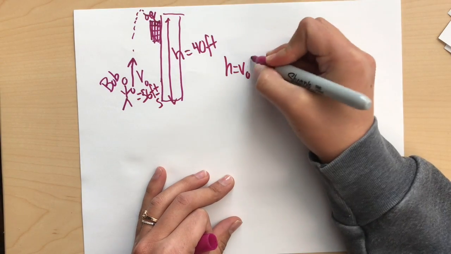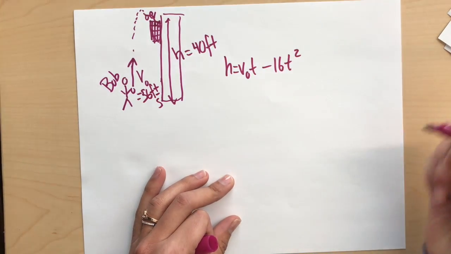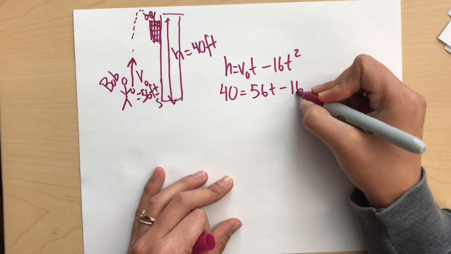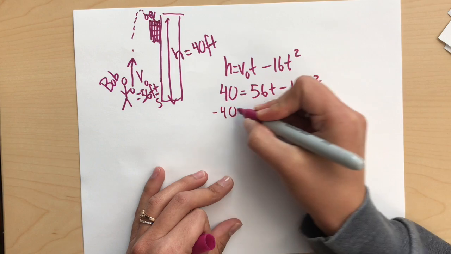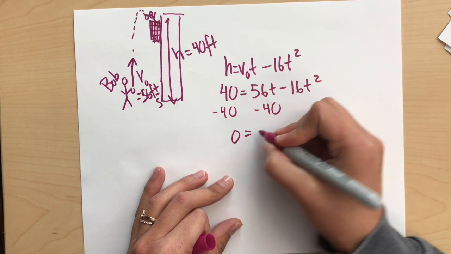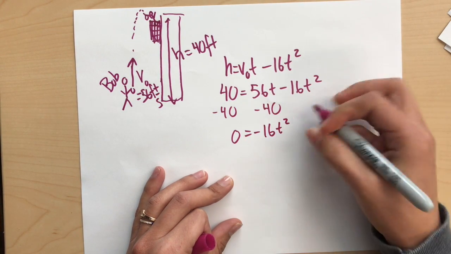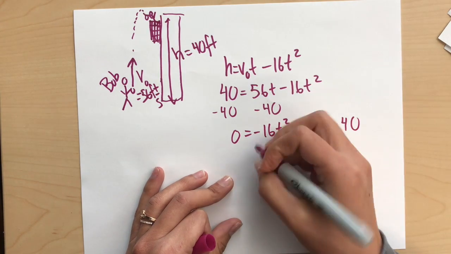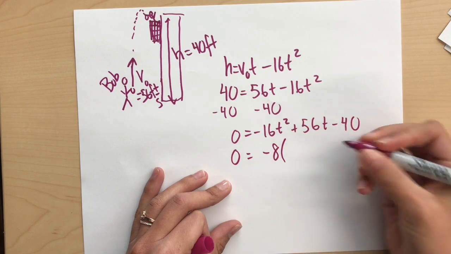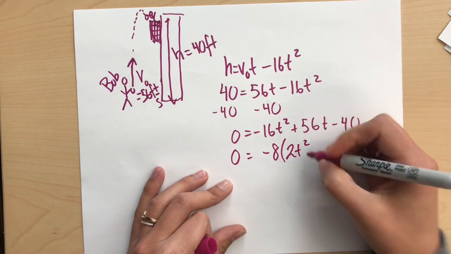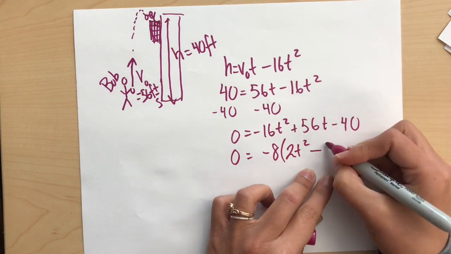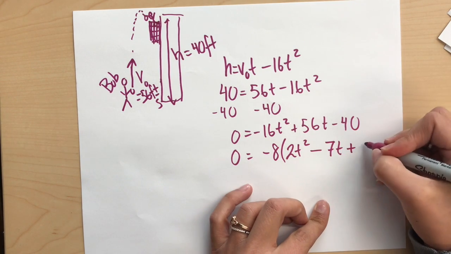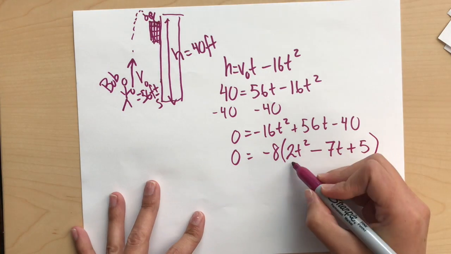So I'm using that second equation that I was given. These are also in your book: height is equal to v naught times t minus 16t squared. I'm going to plug in my height, I'm going to plug in my initial velocity, and then I'm going to make one side of the equation equal to 0. I'm rearranging it so I have the t squared term first, then the t, and then the constant. And then I'm going to factor out a negative 8 to begin, so that I get 2t squared minus 7t plus 5. Okay, now I can factor.